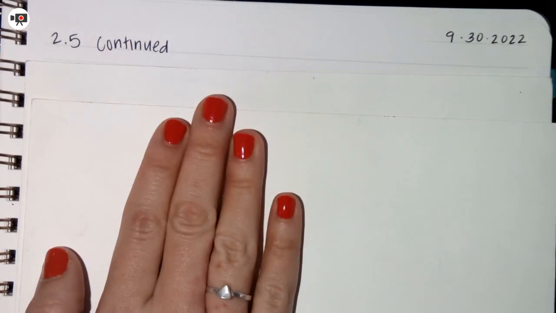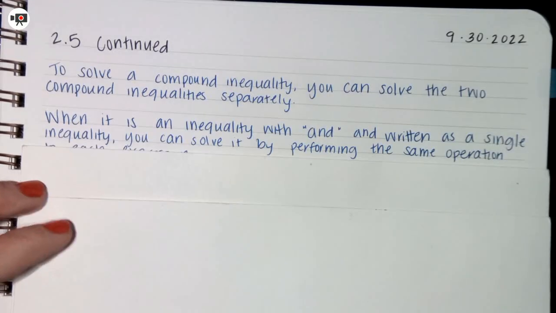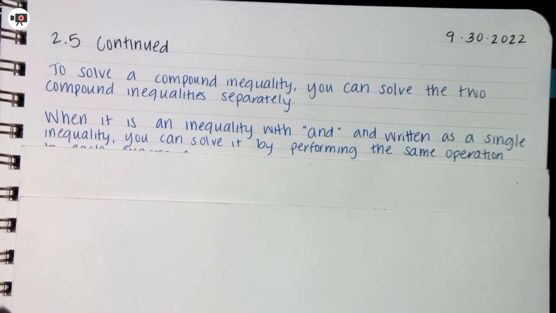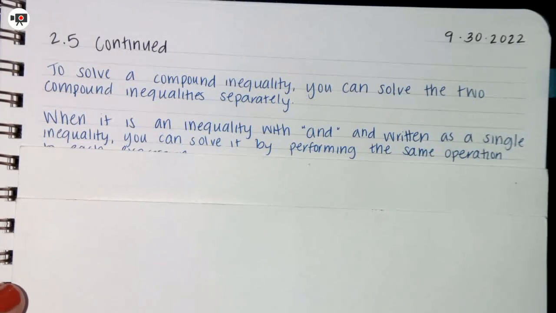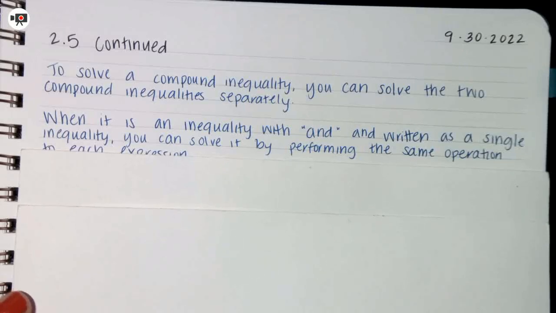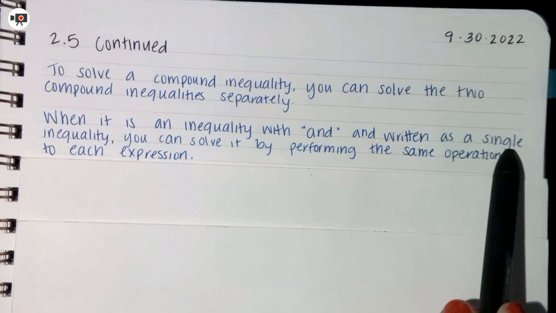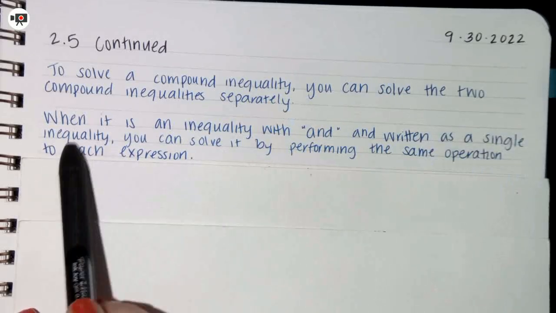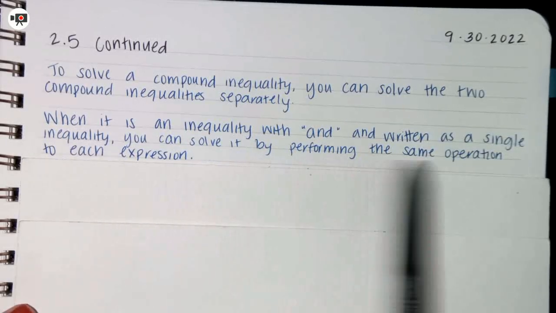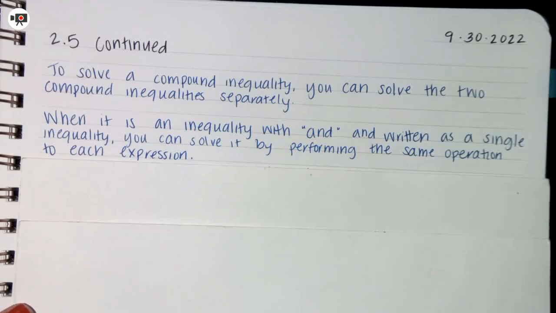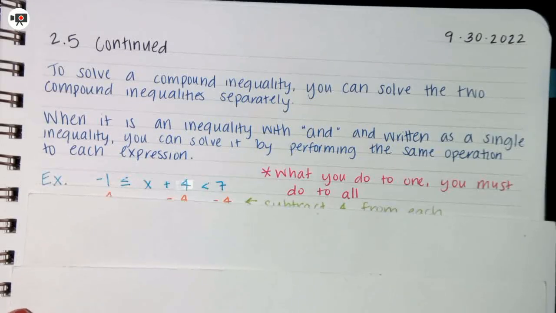This is 2.5 continued, where we are actually solving compound inequalities. To solve a compound inequality, you can solve the two inequalities separately, or if you have it written as an "and" and it's written as one long compound inequality, as a single inequality, you can solve it by performing the same operation to each expression that you have.